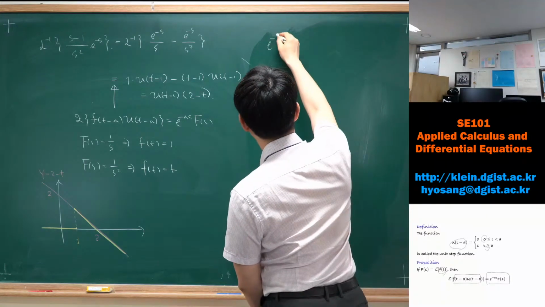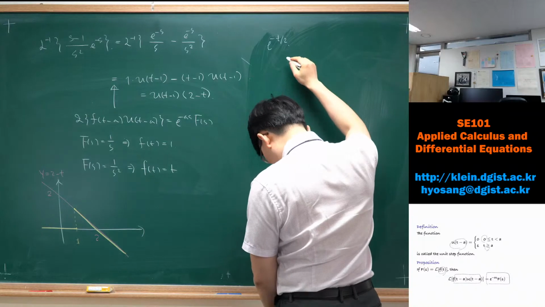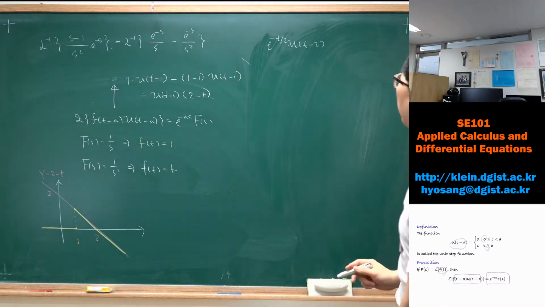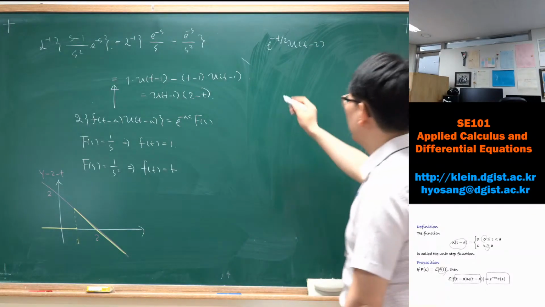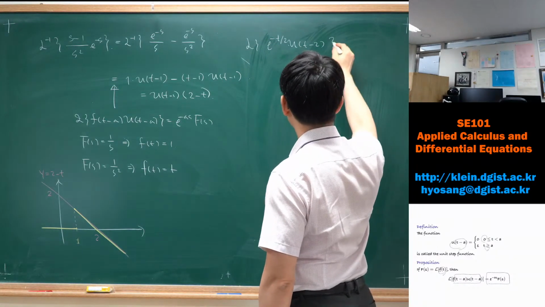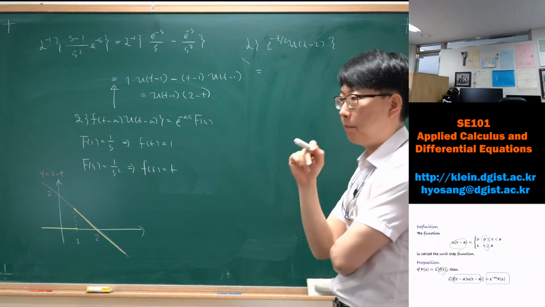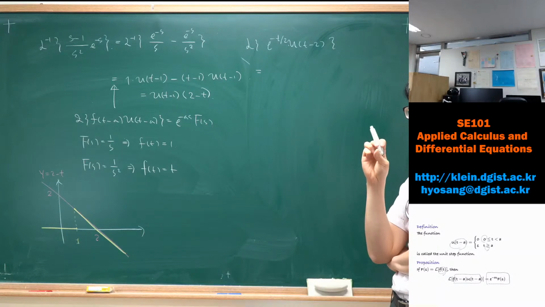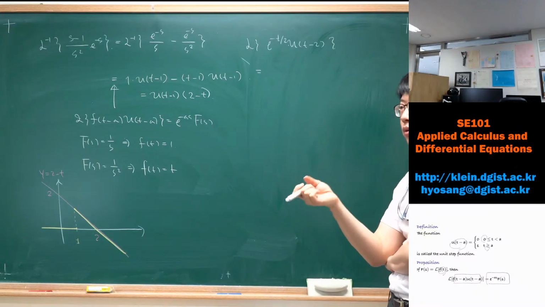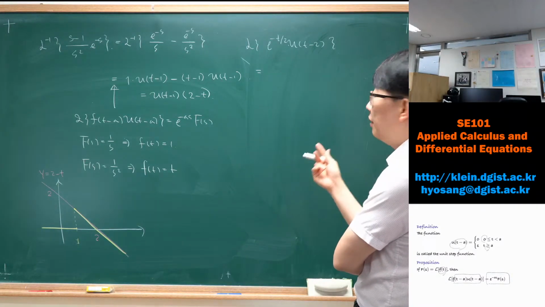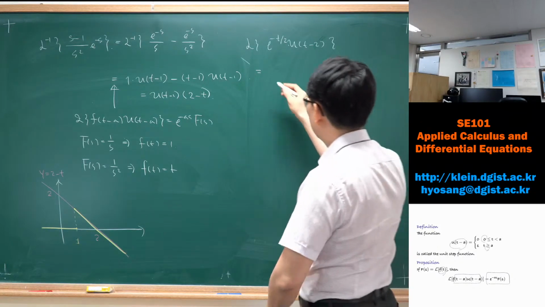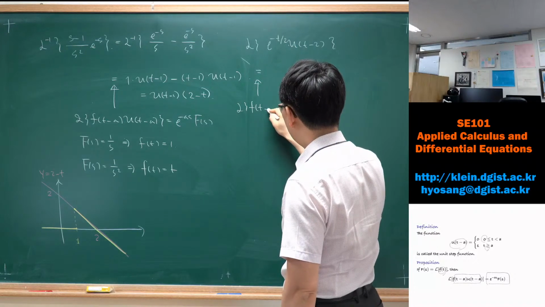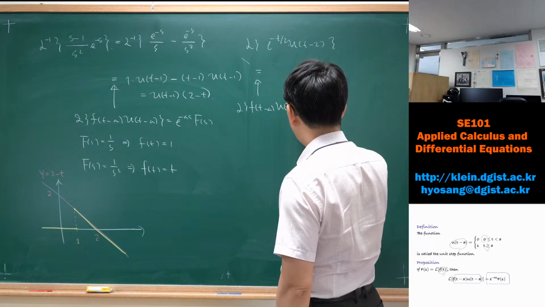How about e to the negative t minus t over 2 times u of t minus 2? How do you take the Laplace transform of this? First of all, if you want to use the formula, this is not the correct form, because the correct formula always contains f of t minus a, u of t minus a.